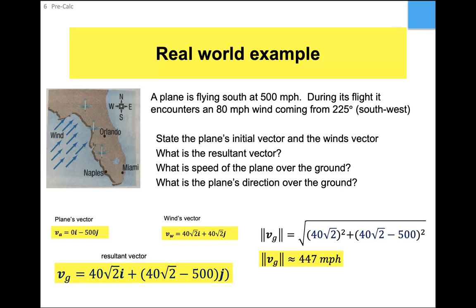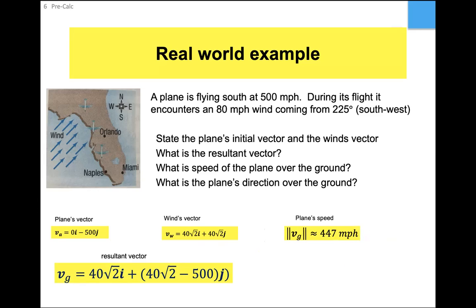What is the direction? Remember, the direction is simply going to be inverse tangent of y over x, and that corresponds to j over I. So let's see. Oh boy, once again, really ugly numbers. You got to be really careful with this one. When you plug these numbers into your calculator, the y is the quantity 40 root 2 minus 500. And the I value, or your x value, is 40 root 2.